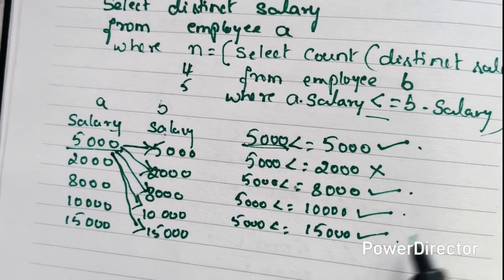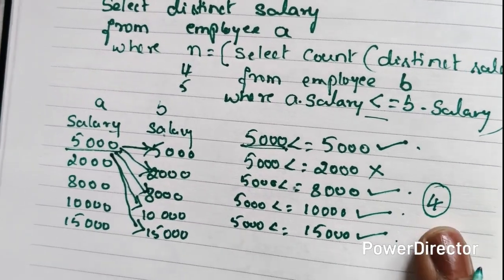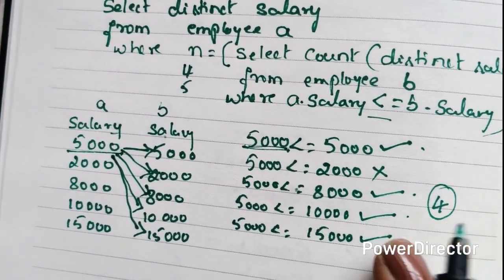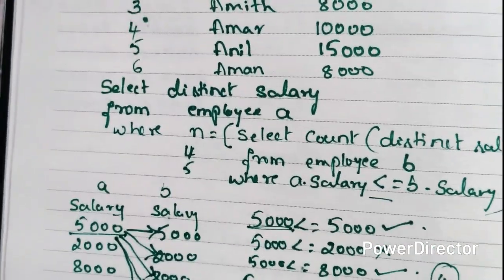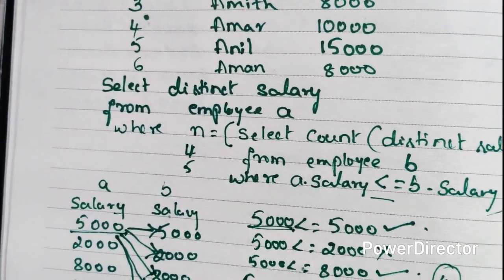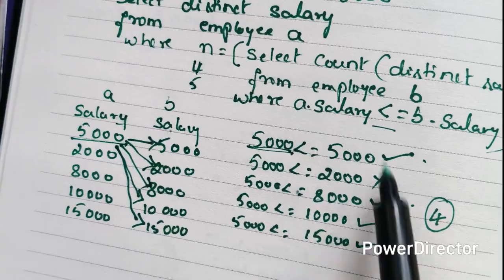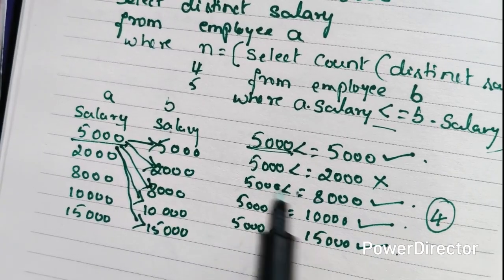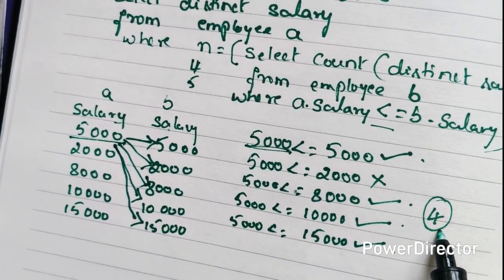1, 2, 3, 4. The fourth time this condition is true. That means count is equal to 4. Select count of distinct salary. So we are taking the count of this distinct salary. The count for this 5,000 is 4.